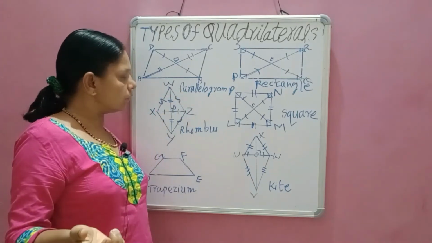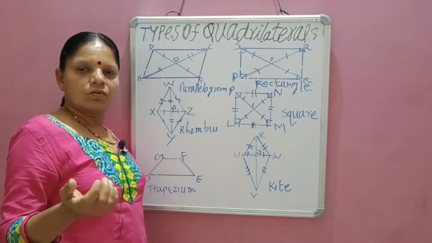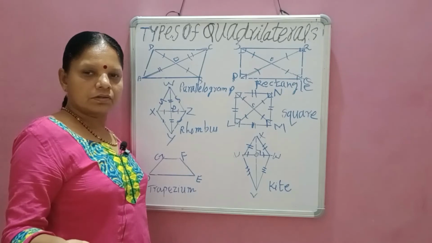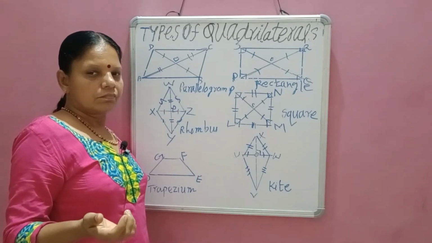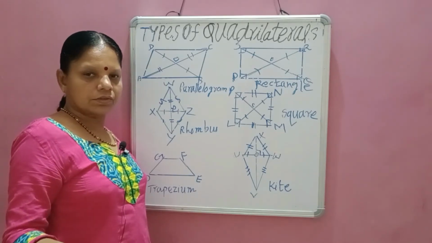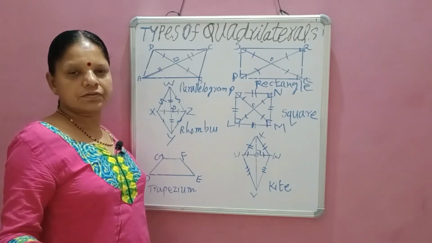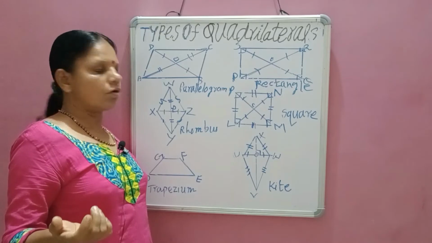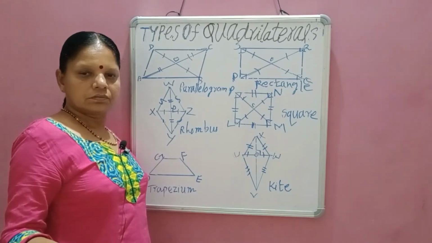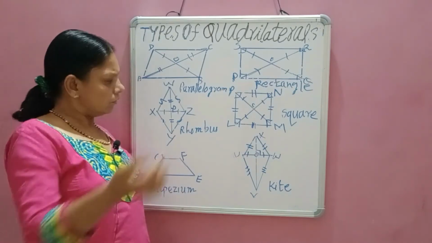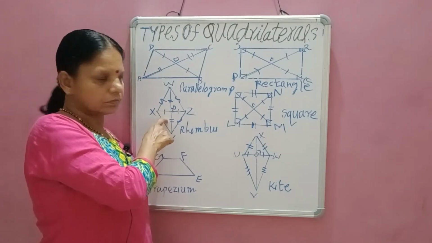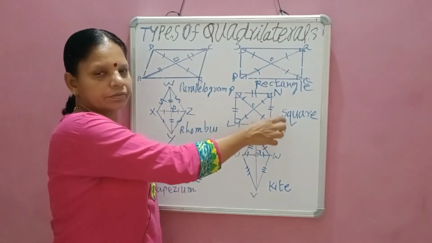So altogether what are the properties? Opposite angles are congruent. Opposite sides are congruent. I need not mention all the sides are equal. Diagonals bisect each other. Diagonals are perpendicular to each other. That is all about rhombus. Next one is square.